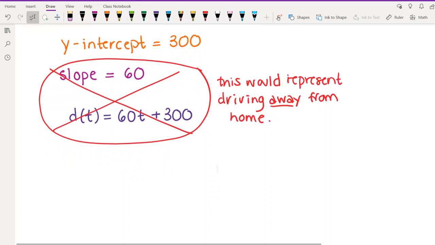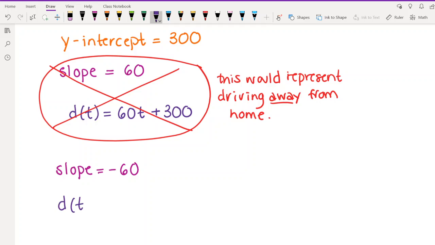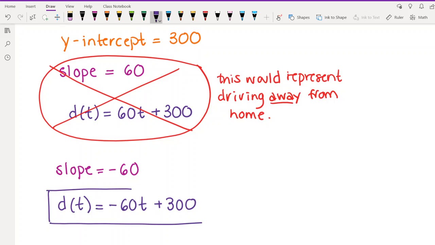So really, what should the slope be? Well, it should be negative 60, right? Because one way of just thinking about it is that if you think about what the graph should look like, it should have a negative slope, right? Because we should be getting closer and closer to home. And so that will give us a function of d of t is equal to negative 60t plus 300. And I'll pull up the graph of that in a second.